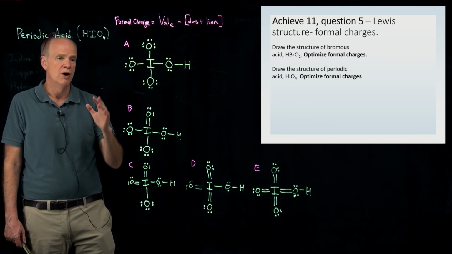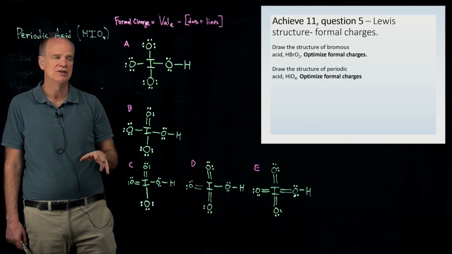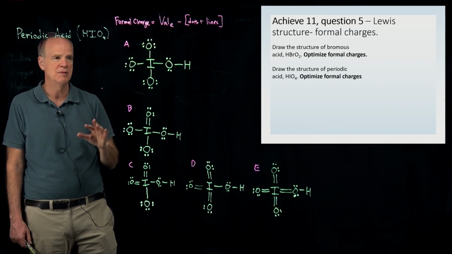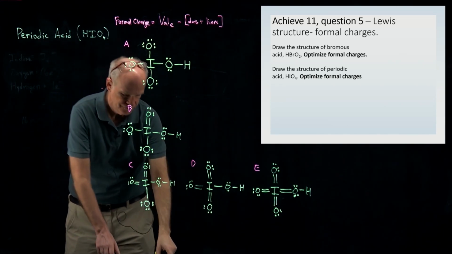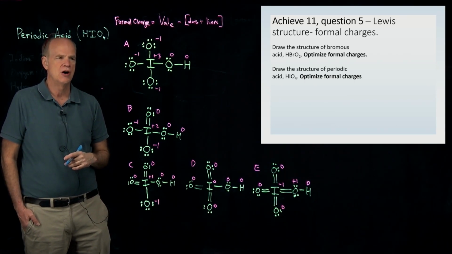Okay, so one of these structures is going to be preferred over the others, and the way we figure that out is through formal charge. I have the formula there for formal charge, but I'm just going to go ahead and put formal charges into these molecules. Okay, so I have correctly assigned the formal charges for all the atoms on each of these Lewis structures.